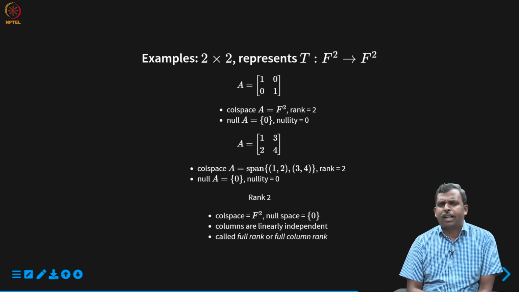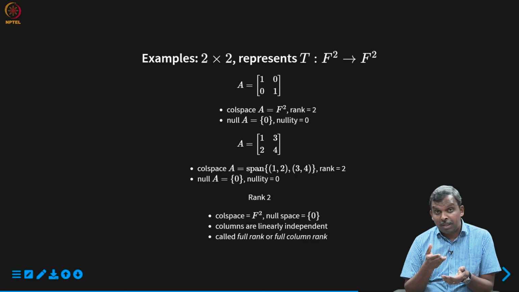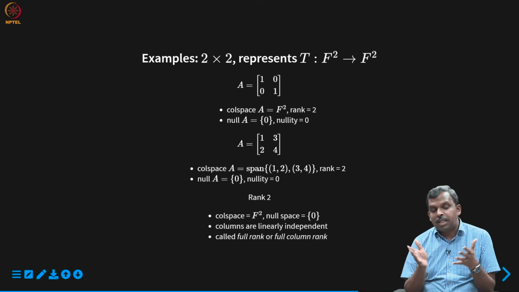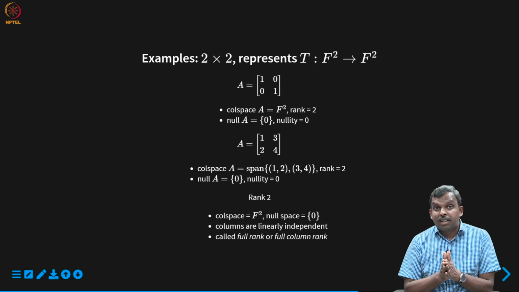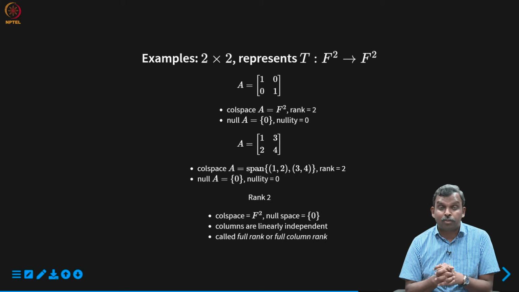So in general, for rank 2, the column space would be the entire F2 for the 2 by 2 case. I'm still dealing with the 2 by 2 case, by the way, and the null space would be just 0. The columns will be linearly independent. Whenever the columns are linearly independent, the matrix is said to have full column rank. So this is the terminology you will hear quite often: full rank or full column rank matrix. In this case, it's square also, so you can say full rank and full column rank.